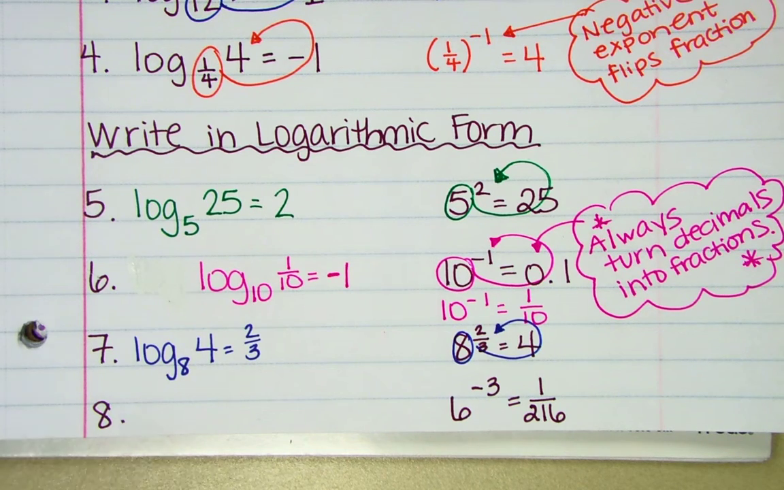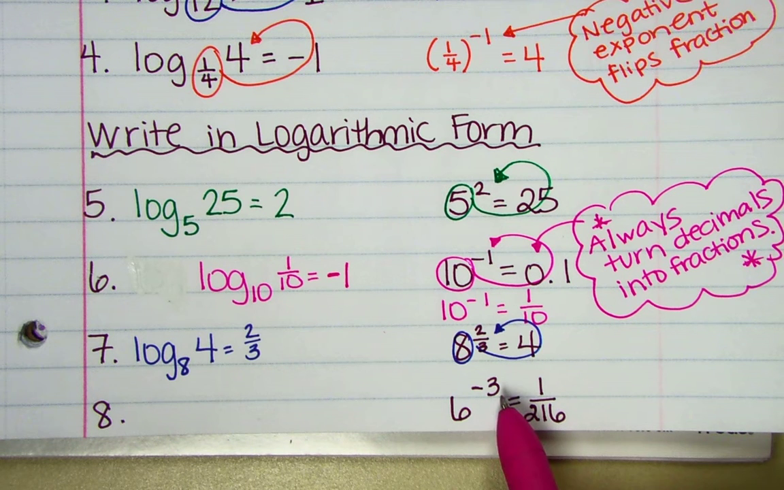216, right? Okay, so the negative flips the fraction. The 3 is the exponent, right? So 6 times 6 times 6 is 216. Then because it's negative, it flips. Okay, so that's why we have that there.